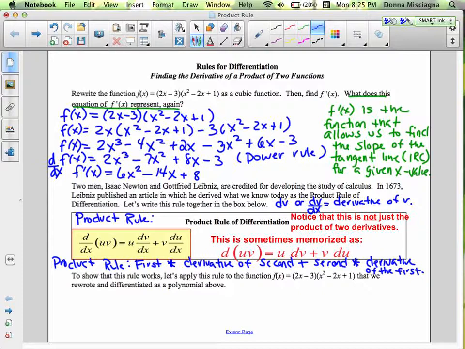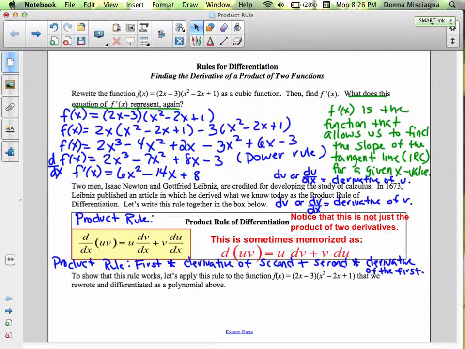And then likewise, I guess over here, du, or the derivative of u with respect to x, just means the derivative of u. There, we squeeze it all in. You might be able to squeeze it better than I can.